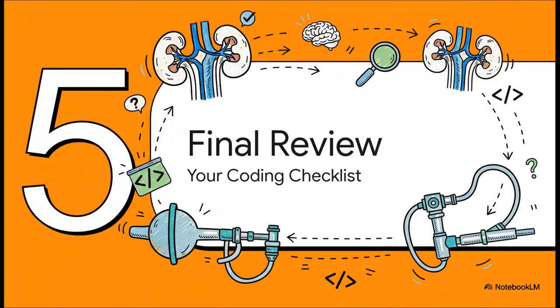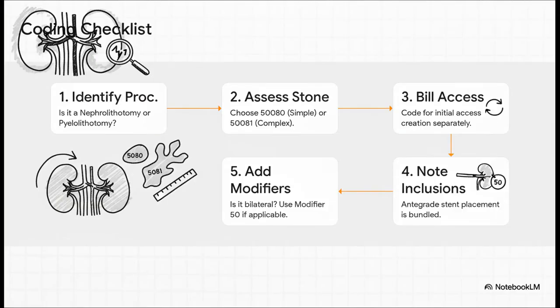All right, let's put it all together into a final review. I want you to think of this as your mental checklist, something you can run through every single time you see a report for a nephrolithotomy. Let's run through it. Step 1, identify the procedure. Is it a nephrolithotomy or pyelolithotomy? Easy. Step 2, assess the stone. Is it simple for 50080 or complex for 50081? Step 3, don't forget to bill for the access. Was a new tract created? Code for it. Step 4, check your inclusions. Was an antegrade stent placed? Remember, that's bundled in. And finally, step 5, add your modifiers. Was it on one side or was it bilateral? Is modifier 50 the right call? Follow this process and I promise you can code this with confidence every single time.